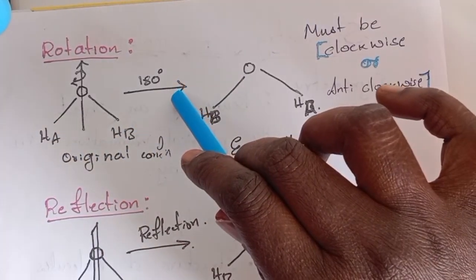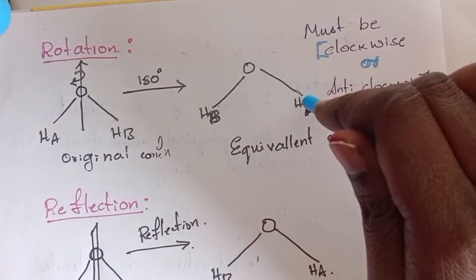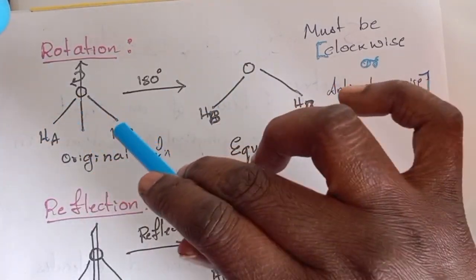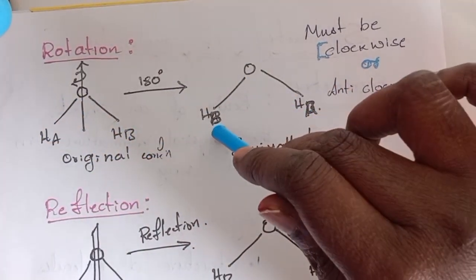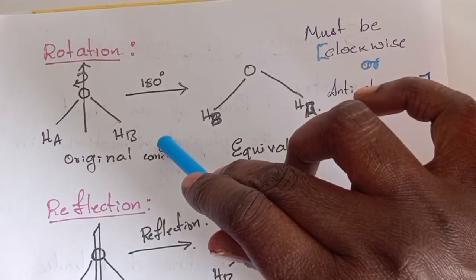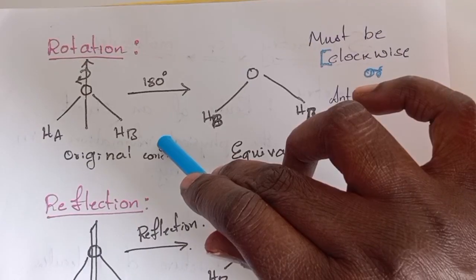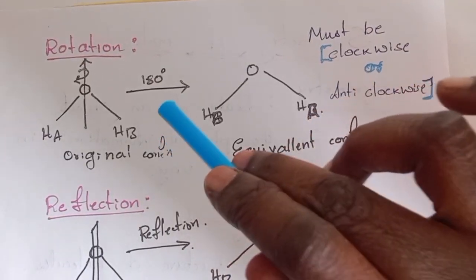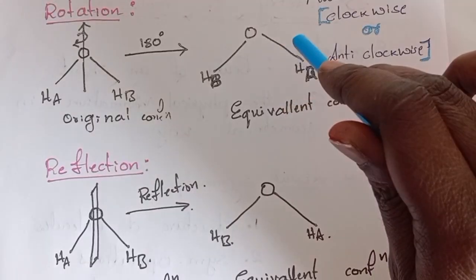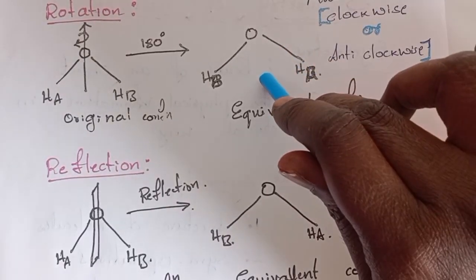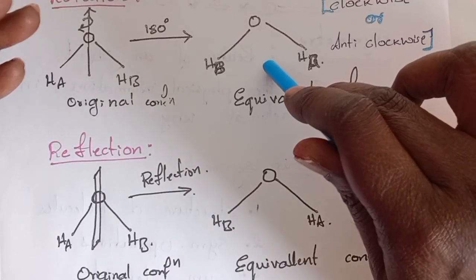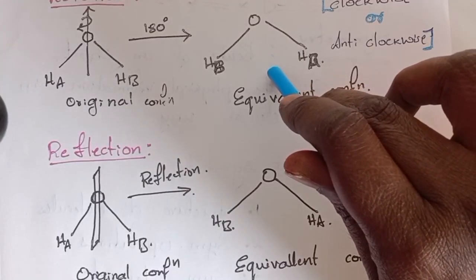By rotating 180 degrees, we get the equivalent configuration where HB has rotated here and HA has rotated here. So HB, HA is the equivalent configuration to the original one. The specific condition here is 180 degrees rotation. Only by rotating 180 degrees do we get the equivalent, not 90 degrees. So to get the equivalent structure, any molecule can have its specific angle of rotation.